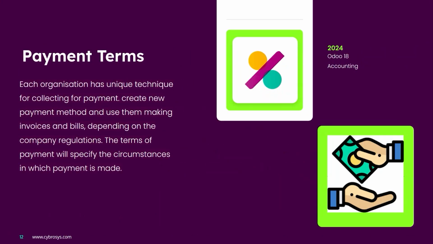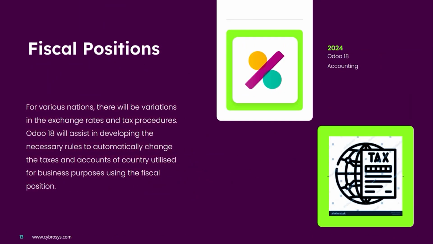Payment terms. Each organization has unique techniques for collecting payments. Create a new payment term and use it when making invoices and bills depending on the company regulations. The terms of payment will specify the circumstances in which payment is made. Fiscal positions. For various nations, there will be variation in exchange rates and tax procedures. Odoo 18 will assist in developing the necessary rules to automatically change the taxes and accounts of the company for business purposes using the fiscal positions.